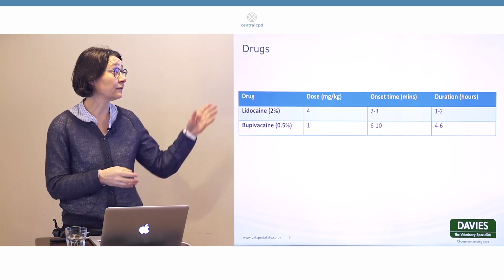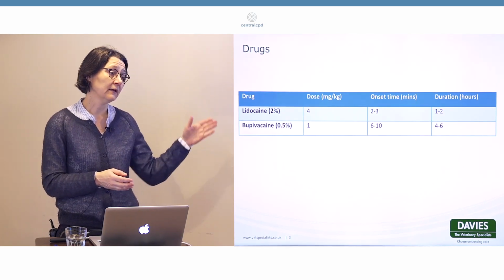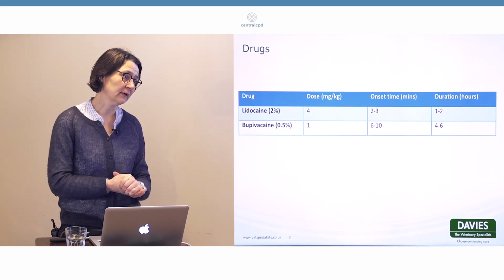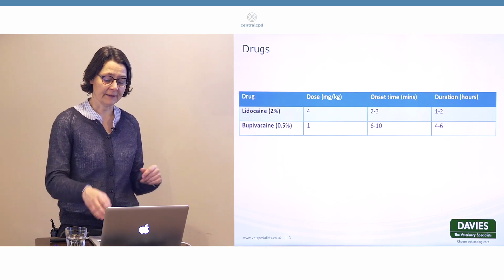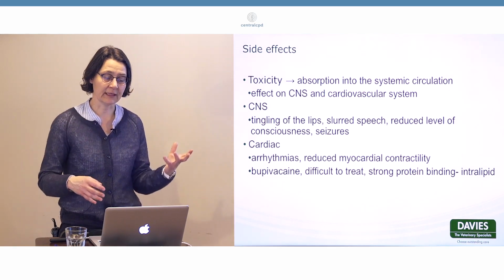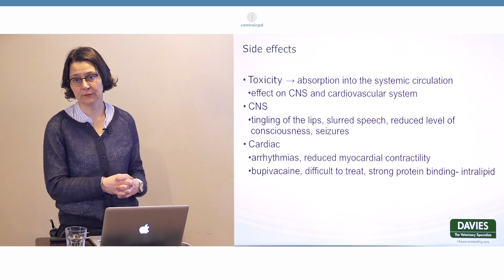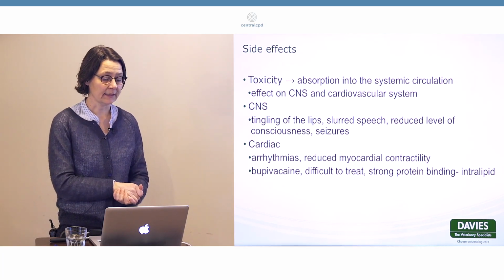The duration of action of lidocaine is about 1 to 2 hours, whereas the duration of action of bupivacaine is about 6 to 8 hours. So it varies a little bit. Generally for the head blocks we'll start with lidocaine. That's what I mostly will refer to, but you get dosages for both.